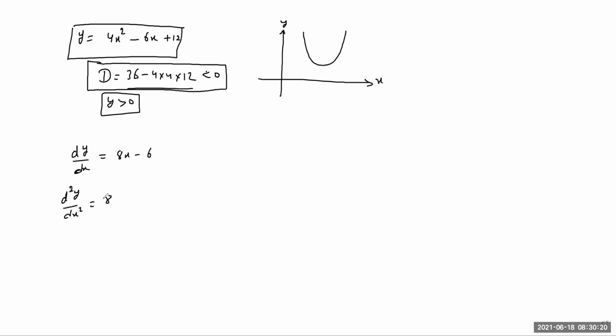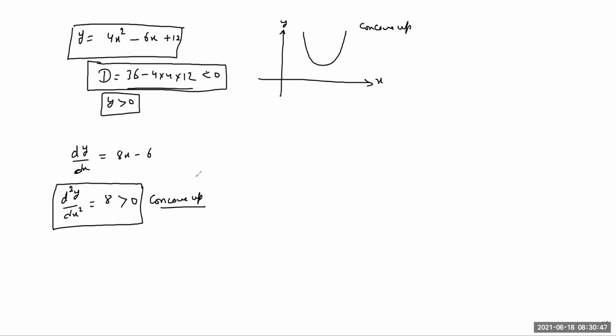The second derivative is just 8. Now, the second derivative does not depend on any particular location or point. It is a constant number and it's a positive number. What does it mean? It means the graph is going to be concave up. Because the second derivative is positive, this will be concave up, as you can see.